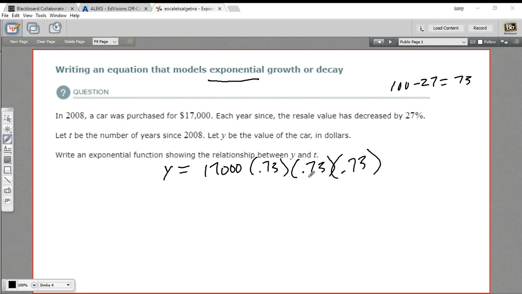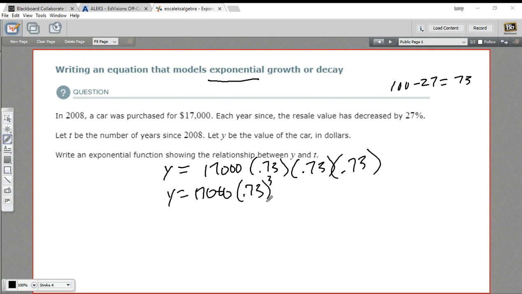And this pattern should ring a bell when we're dealing with exponents. The exponent tells how many times you multiply something by itself. So in this case, if we wanted to find the value of the car after 3 years, we could say 17,000 times 0.73 to the third power.